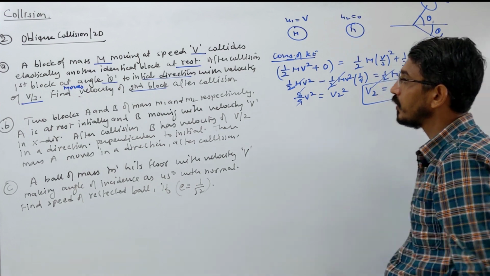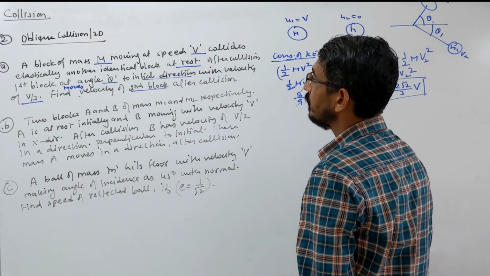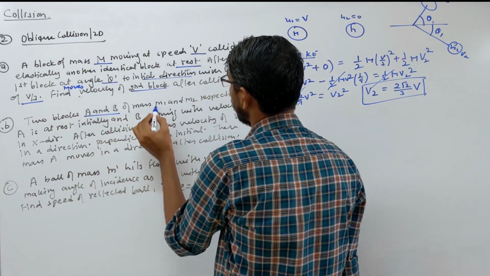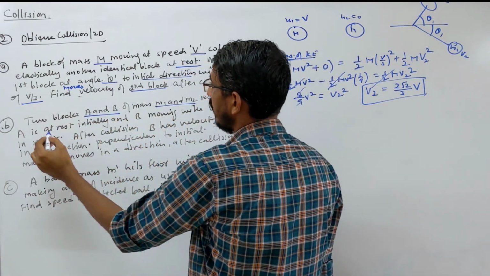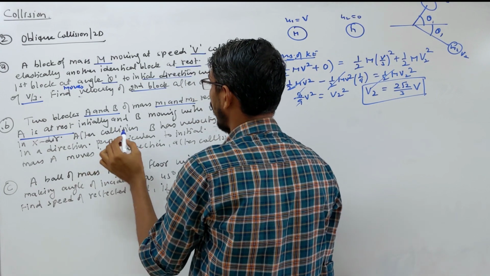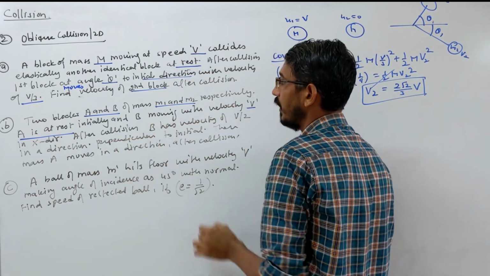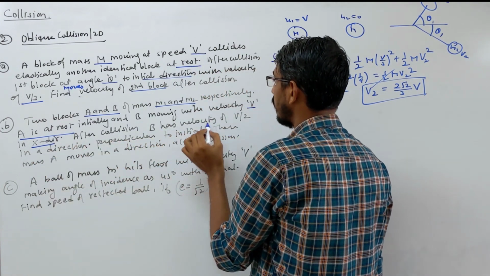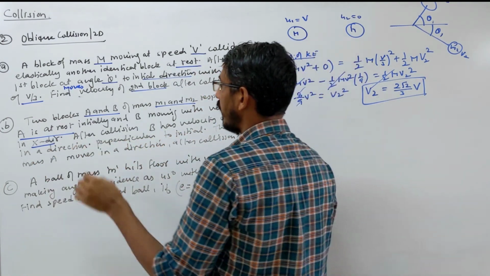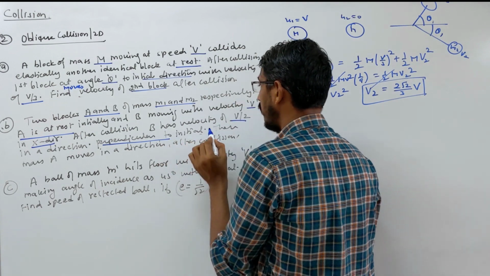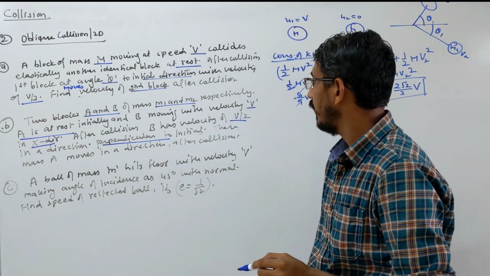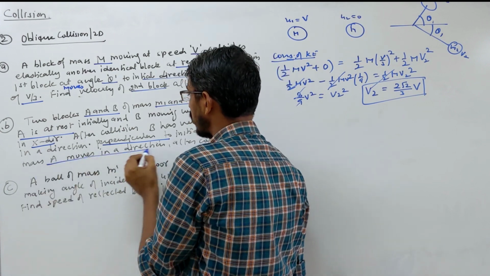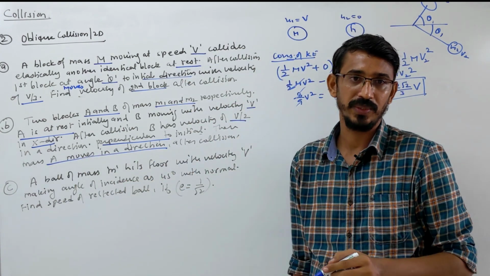Yes. Okay, let's see the next problem. Problem number 2 says that two blocks A and B of mass m1 and m2 respectively, A is initially at rest, and B is moving with velocity v in the x direction. After collision, B has the velocity of v by 2 in a direction perpendicular to the initial direction. Then mass A moves in a direction. We have to find the direction of the mass A after collision.